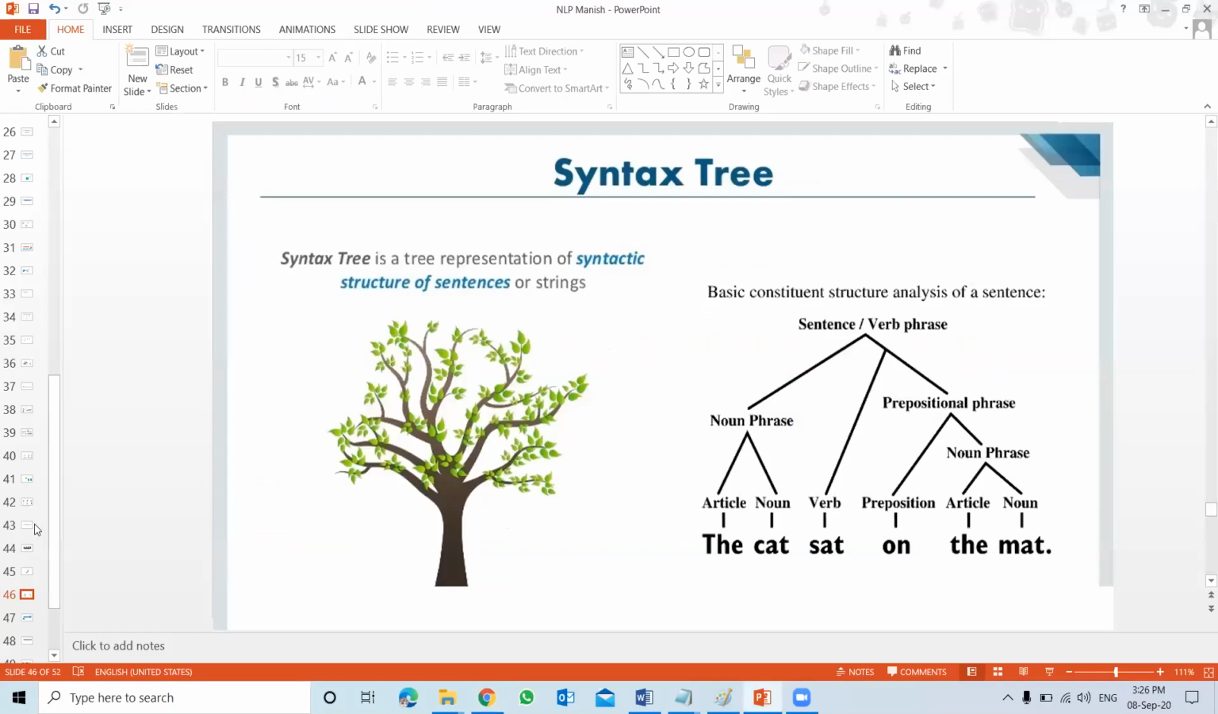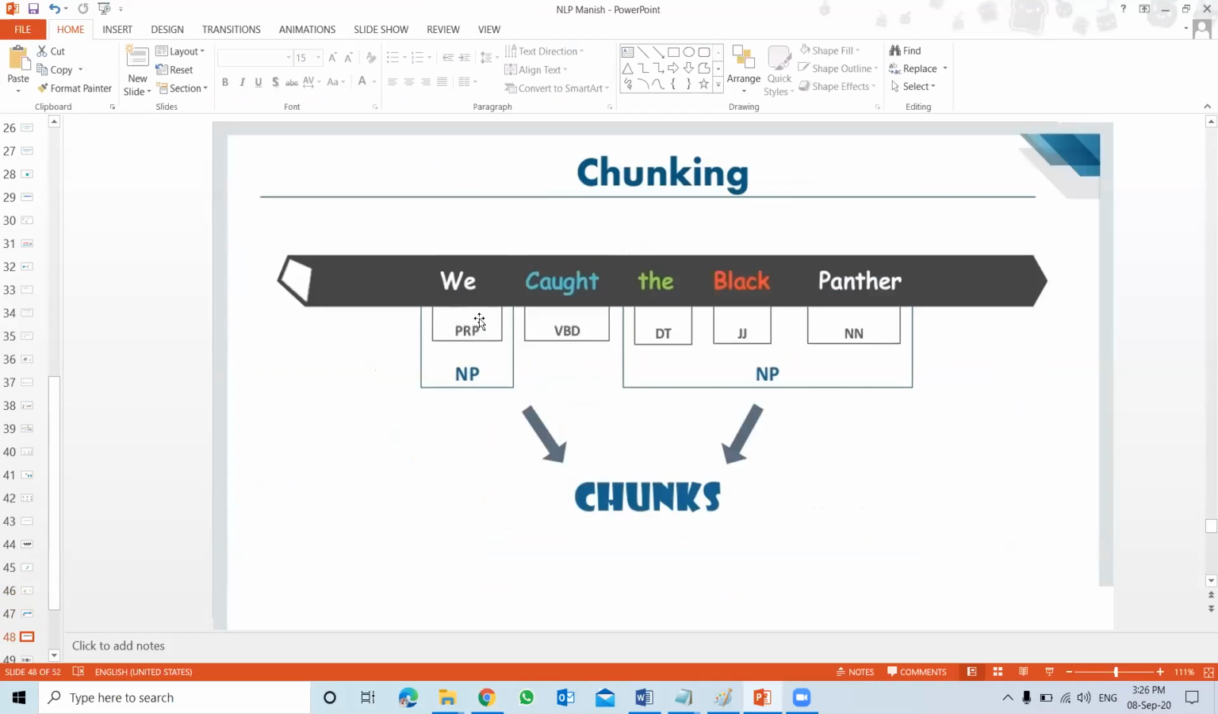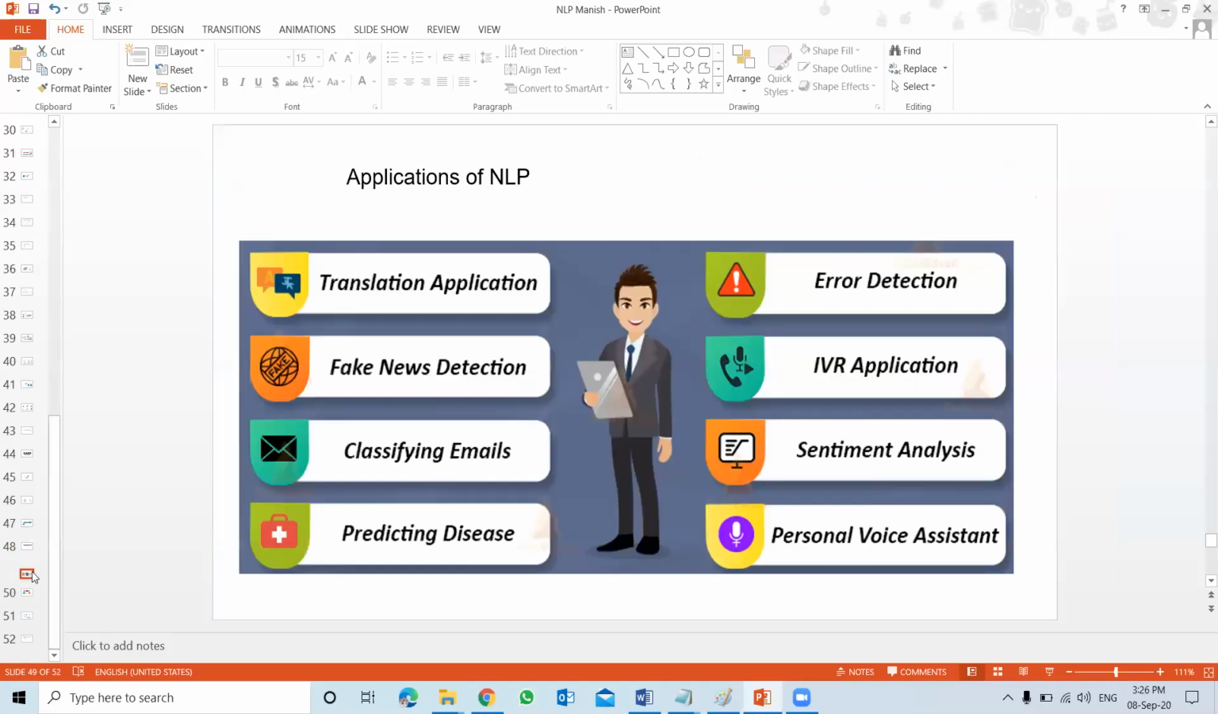Then we have something called syntax tree operations. Next one, we have something called chunking. Chunking means how we can convert the sentence into some pieces of code. Like here, we have the Black Panther. Now we can categorize which is the noun, which is the pronoun, which is the adverb, which is the adjective, and accordingly we will get the output in place. So that is called chunking.